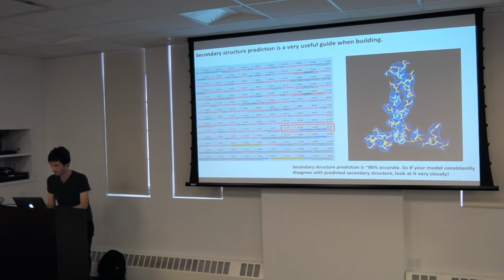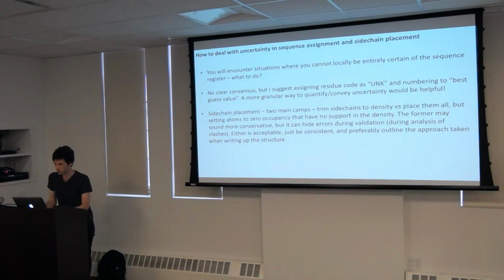All right. So this brings us to thinking a little bit about ambiguity. So what do we do when we're not sure? Because you're going to have regions in a map. If you have a map that's an overall resolution of 3.5 angstroms, there are going to be regions that are at 4.5, where you can't be completely certain locally of the sequence assignment. And the question is what you do there.